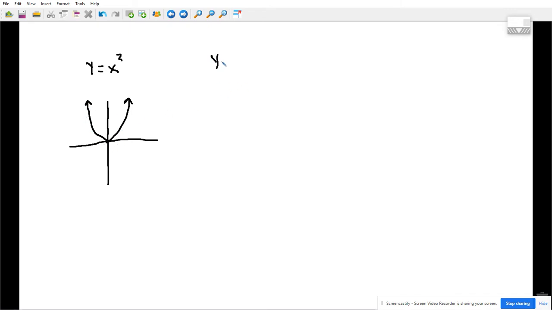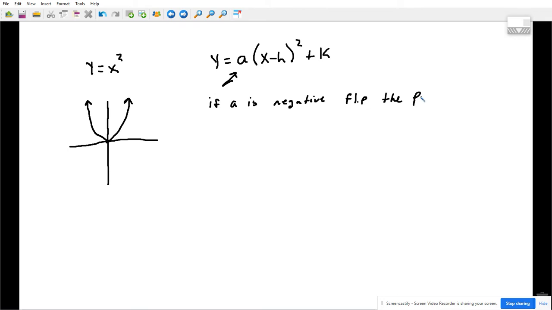So what we're looking at now is an equation that looks like this: a times x minus h squared plus k. And we're going to take a look at what the effect these different letters have on the graph. Okay, so A does two things to the graph. If A is negative, it's going to flip the parabola. Okay, so if A is negative, it's going to flip the parabola.